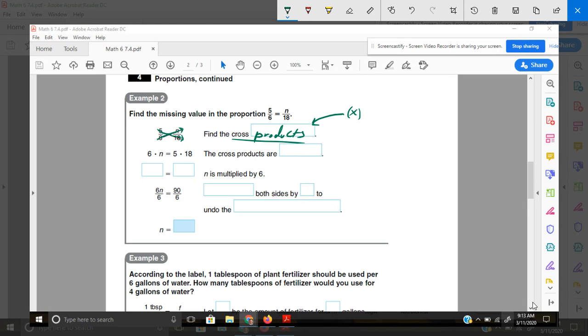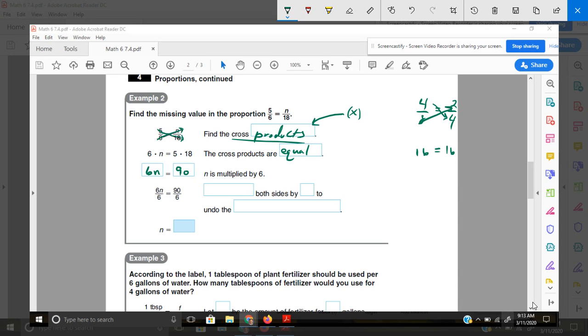So they took 6 times n and set that equal to 5 times 18. Because if you have one ratio equal to another ratio, or a proportion, the cross products are equal. Let's look at the example that we just did before. We had 4/8 equal to 2/4. 8 times 2 is 16, and that equals 4 times 4, which is 16. So that's just another way of showing what we did in the last problem here for the cross products, because cross products are equal. When I multiply, 6 times n is 6n equals 5 times 18 would be 90.